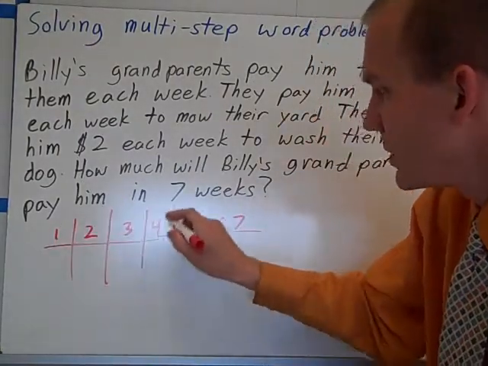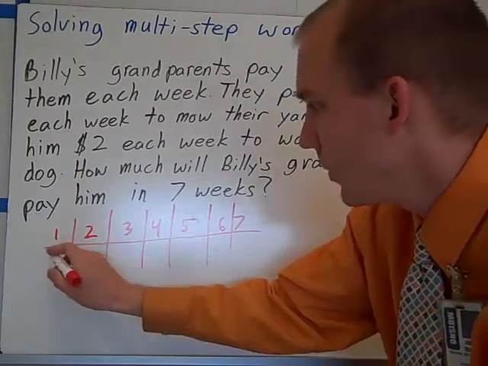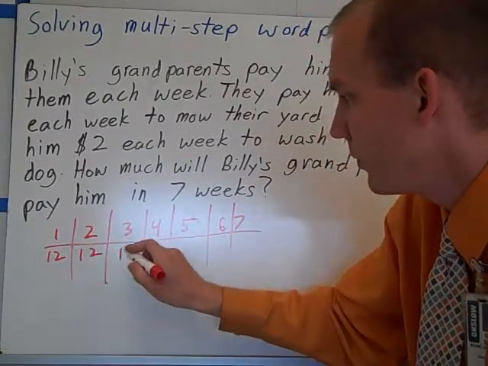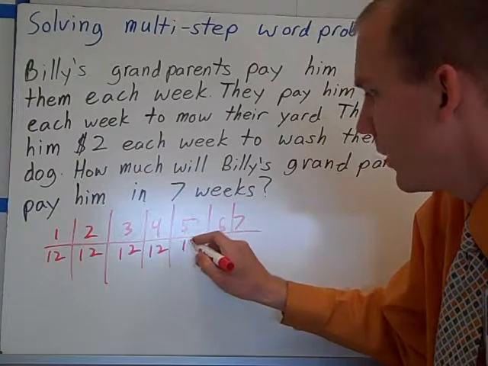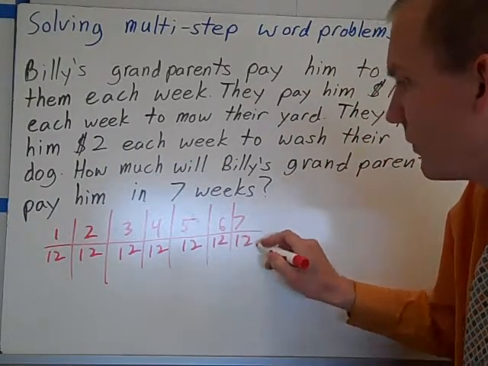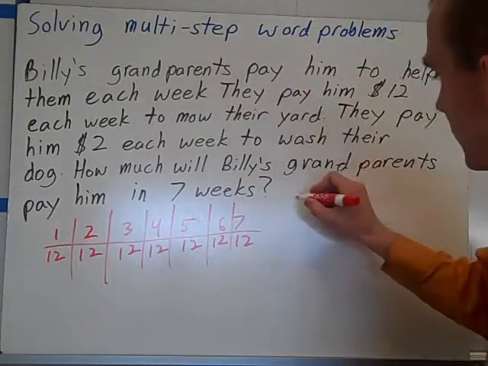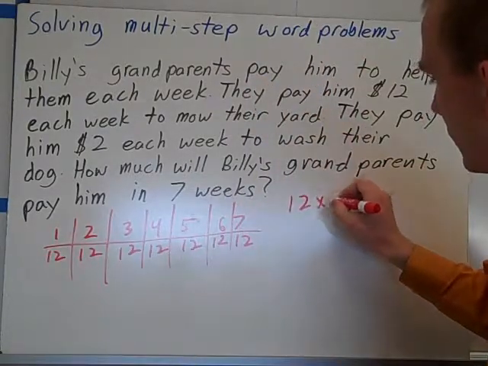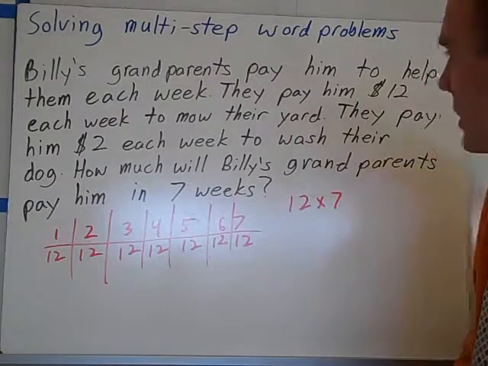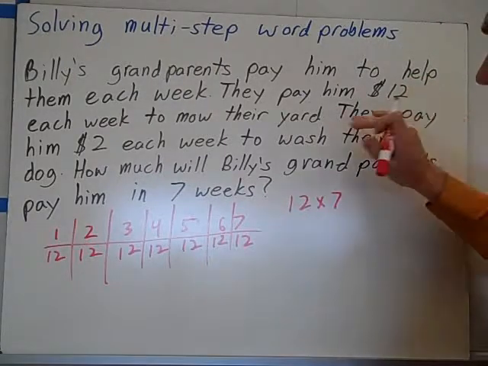And then you would say, how much is he making each week? Well, he'd make 12, 12, 12, 12, 12, 12, 12. Wow, this is just a bunch of 12s added up. This is basically 12 times 7. Okay, so that would tell me how much they would pay him to mow their yard.